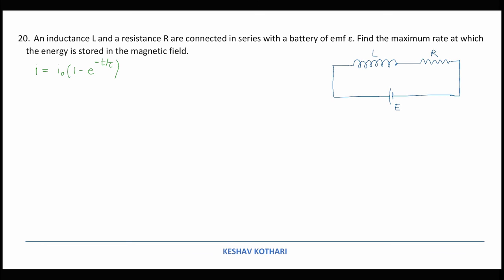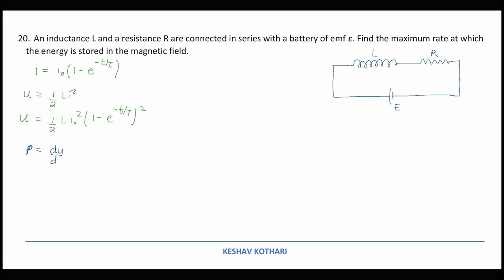The energy stored can be written as U, which is equal to half L i square. So the expression is written as half L I naught square (1 minus e to the power minus t by tau) whole square. This is the value of energy which we write. Now the problem is asking us the maximum value of the rate at which the energy is stored. The rate at which the energy is stored, that is power, is written as dU by dt.